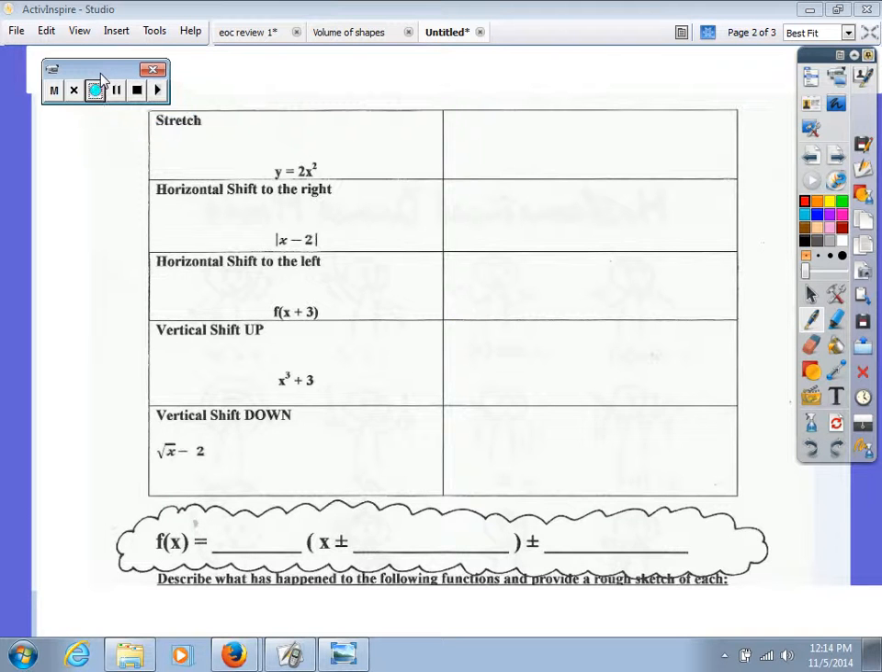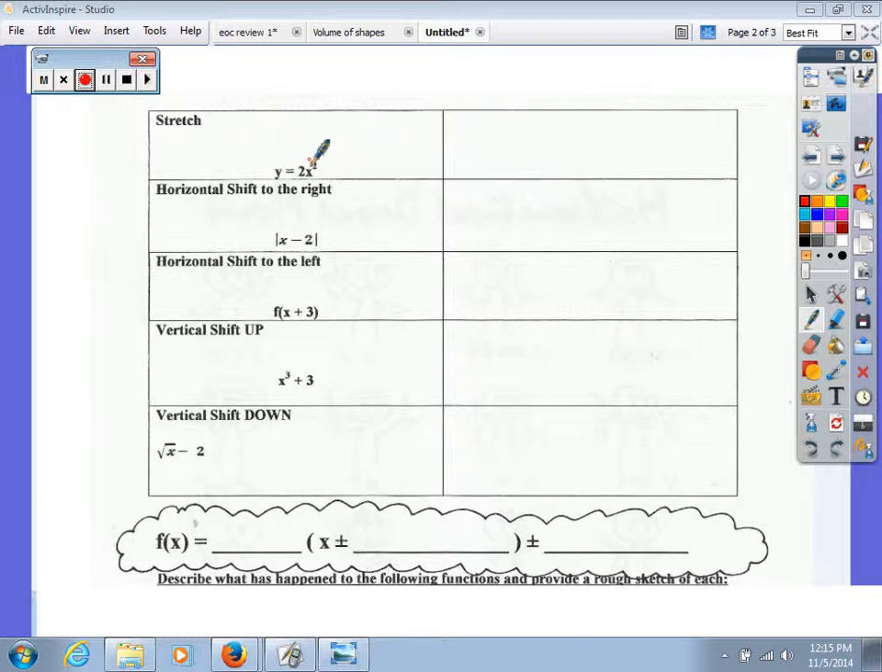Okay, we've already talked about the different functions that we need to know. That's on the back side of our sheet. So what we're doing right now is we're just talking about how we can transform these functions. Now notice a stretch is whenever you have a number right in front of the equation.